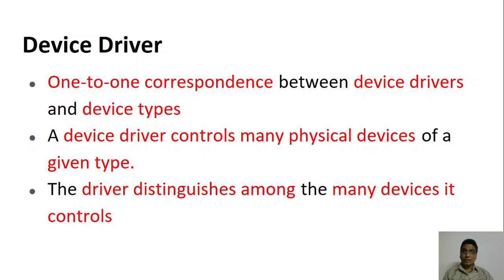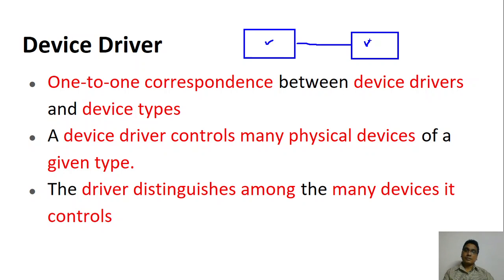Similarly, if you have a hard disk, there will be a corresponding driver that is associated with it. So there is a one-to-one correspondence between the hard disk device driver and the hard disk itself. So if you have any device for that matter, monitor, keyboard, mouse, or USB or anything, there will be a device driver and there will be a one-to-one correspondence between a device and its corresponding device driver.